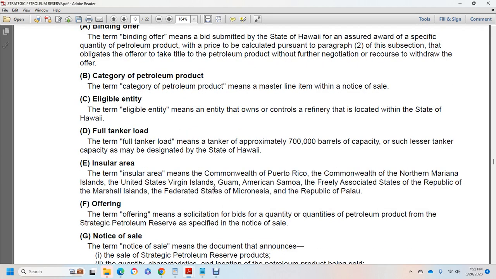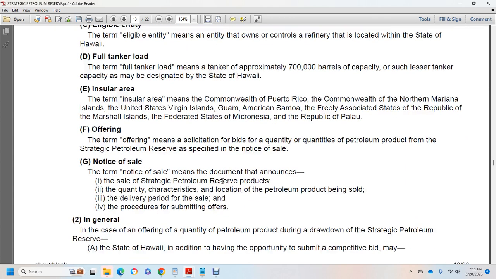Ancillary area. The term ancillary area means the Commonwealth of Puerto Rico, the Commonwealth of the Northern Mariana Islands, the United States Virgin Islands, Guam, American Samoa, and the freely associated states of the Republic of the Marshall Islands, the Federated States of Micronesia, and Palau. F. Offering. The term offering means the solicitation of bids for the quantity and quality of petroleum product from the Strategic Petroleum Reserve as specified in the notice of sale.